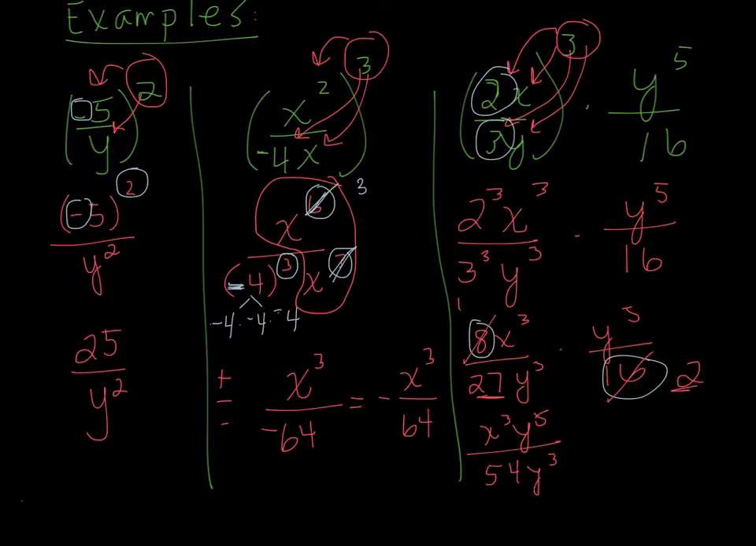y cubed. I know I'm done when I have each variable in one place. Since I have y in two places, I need to go one step further. They're being divided, so 5 minus 3 is y to the second. So I'm left with x cubed, y to the second, all over 54.